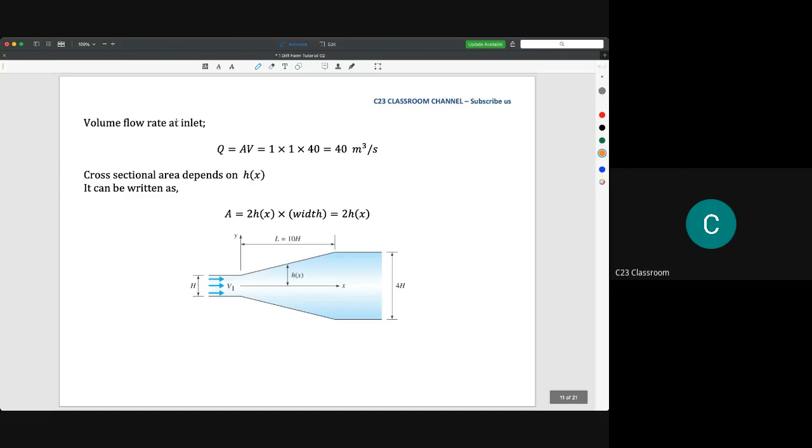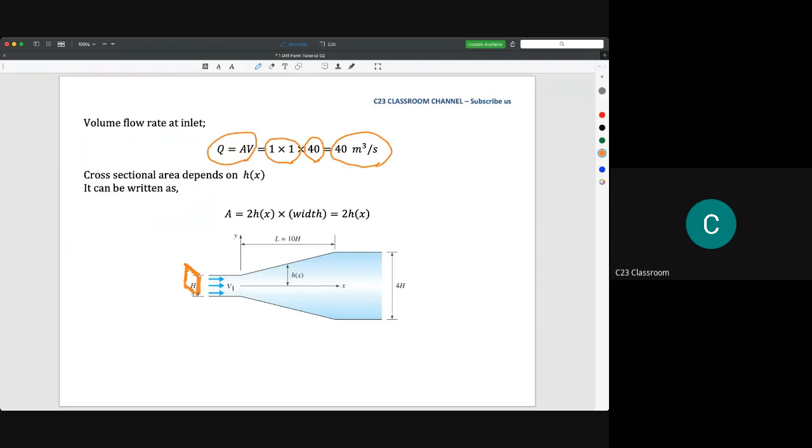Okay. So first, we need to calculate the volume flow rate at inlet. From fluid mechanics 1, I think you already know how to calculate the volume flow rate. It is A times V. A here is 1 meter times 1 meter, because we assume that H here is 1 meter according to the question, and the width is also 1 unit. So it is 1 times 1. And the velocity V1 is given in the question as 40 meters per second. So the flow rate entering this device is equal to 40 cubic meters per second.